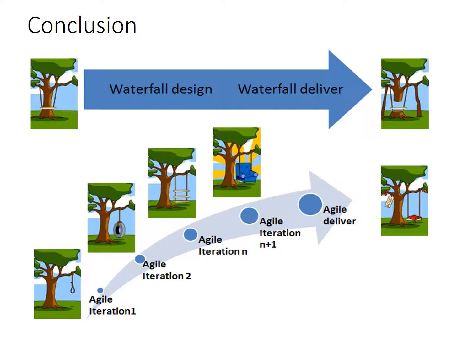So, as you can see here, in waterfall, you have a design and you deliver that at the end. That's when you have your final product. In Agile, for every iteration, you have something usable. And finally, at the end, you have the final product.